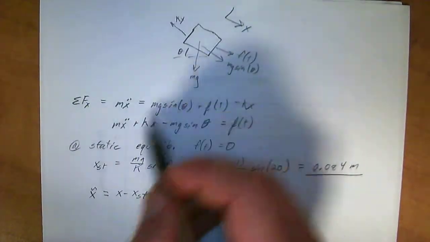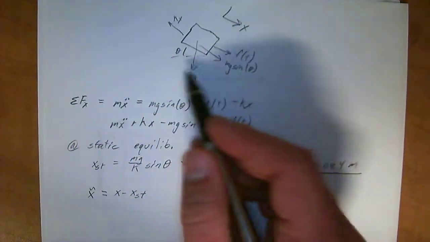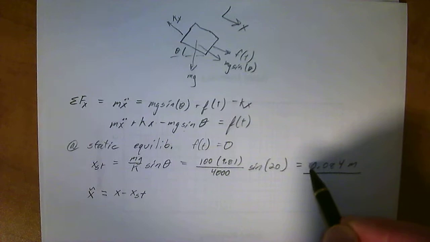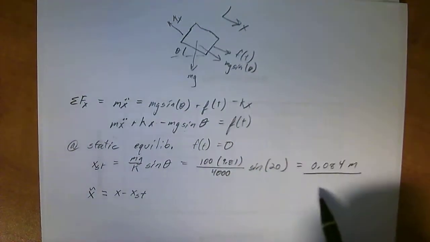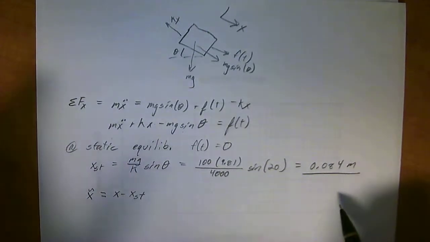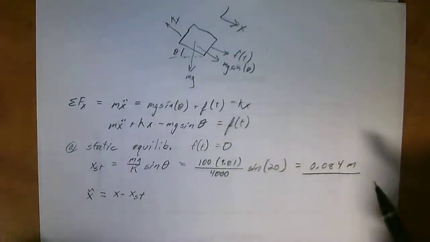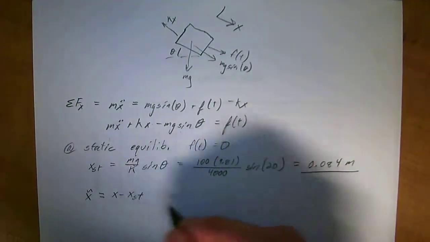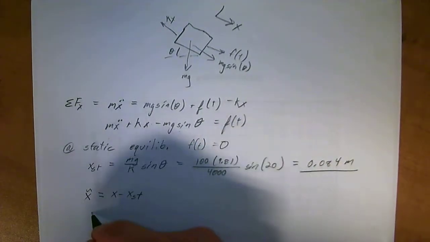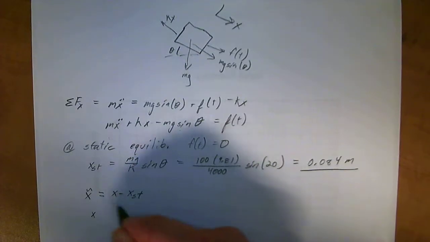So wherever this x tilde is, wherever this block is due to the forcing function, minus this displacement that's there just because of where the block sits when it's just sitting still. So that's how that's defined. So this is from the weight, static.